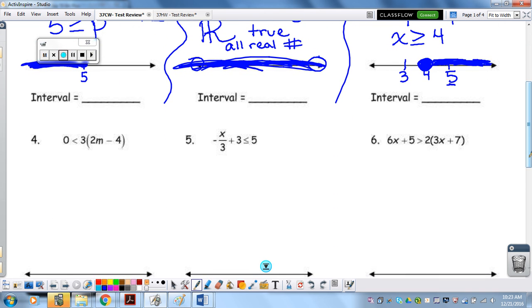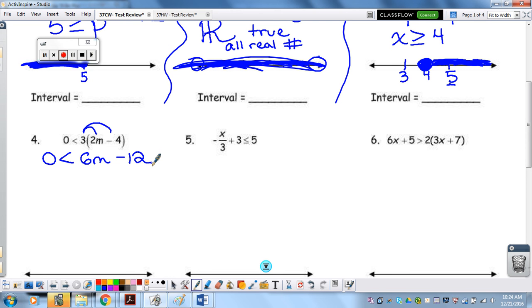All right, take a look at number 4. We're moving along. If you notice, I have parentheses. So we got to use the distributive property. So 0 is less than 3 times 2 is 6. 3 times negative 4 is negative 12. Okay? Again, your main goal of solving is to isolate your variable and find out your possible solutions.